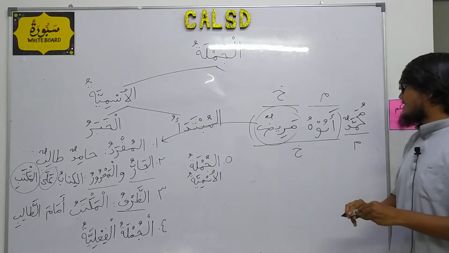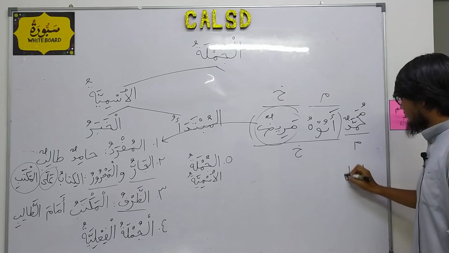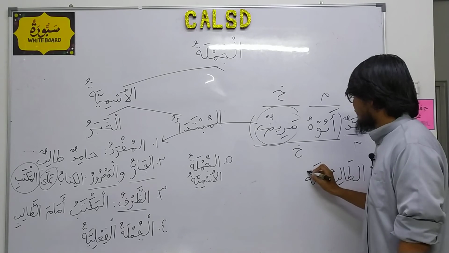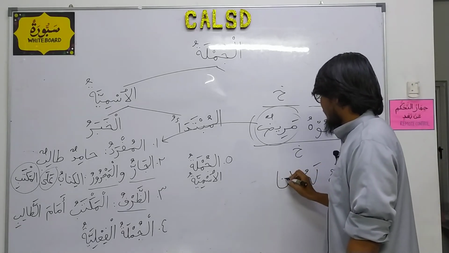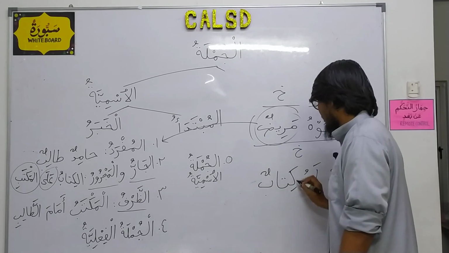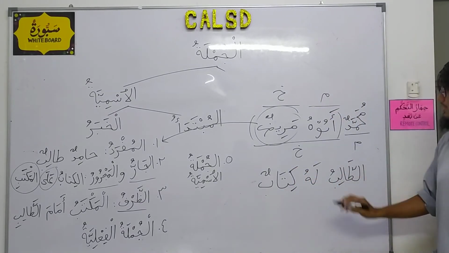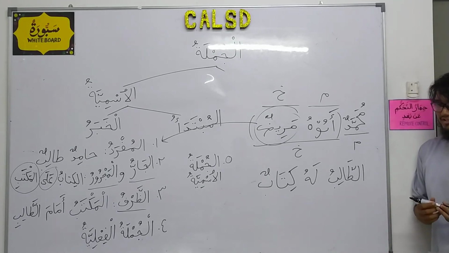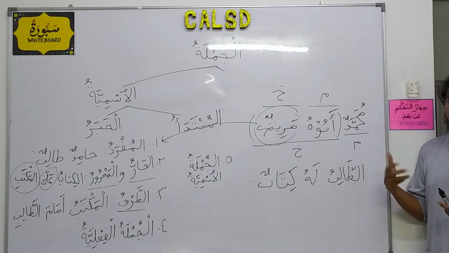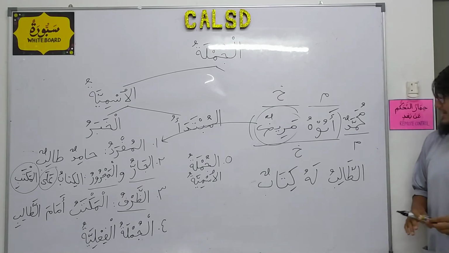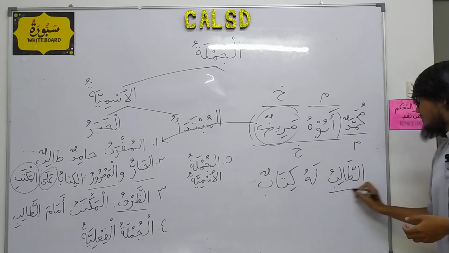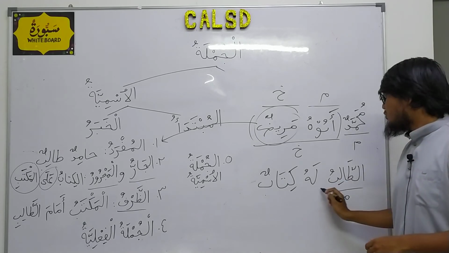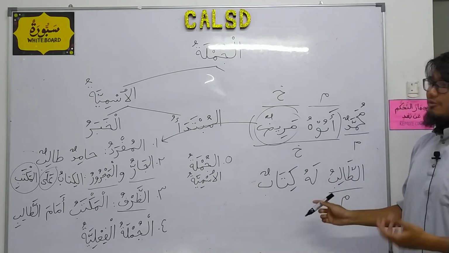Another example: At-talibu lahu kitabun. A lot of students have a problem with this, or they always make this mistake. They don't know which one is which. The first instinct will be, at-talibu is the mubtada, so this is jumlah ismiyah. And they will say, lahu is the khabar. What type of khabar? Jar wa majrur.